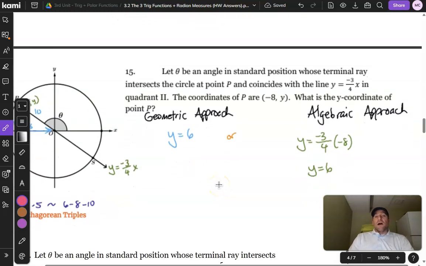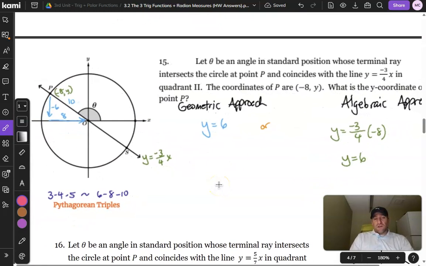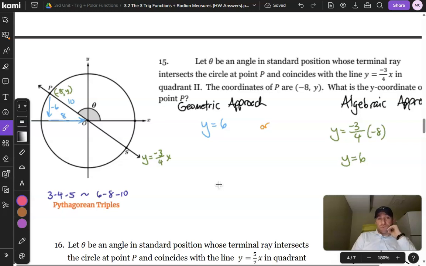All right. For number 15 here, in blue, you'll see that I used a geometric approach to figuring out the y-coordinate of point P. If we know the slope is negative 3/4, then that means we're going down 3 and over 4. But our P coordinates are negative 8 comma y. So that means we have to do the whole over 4 two times, which is the 8 that you see there.